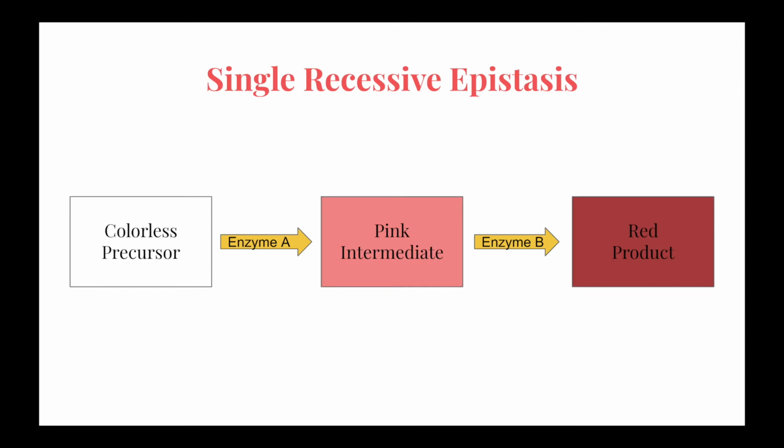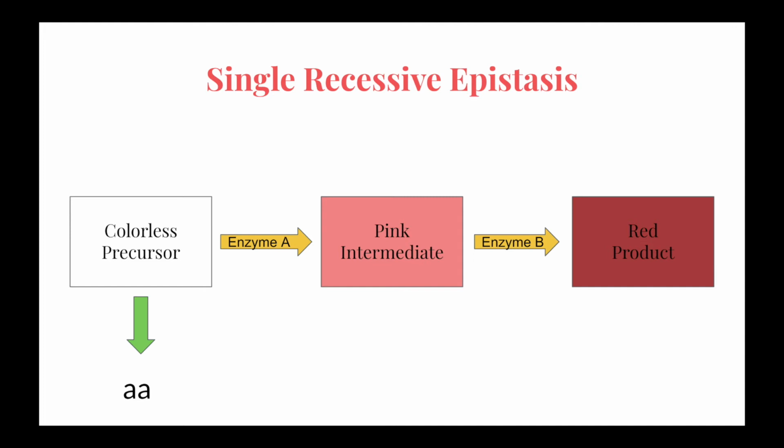So assuming this is an example of a type of epistasis known as single recessive epistasis, we can draw a diagram to demonstrate the pathway from genotype to phenotype. We start with a colorless precursor. If the person has two little a alleles, they will stay at this point and will have colorless hair, regardless of what is happening at gene B.